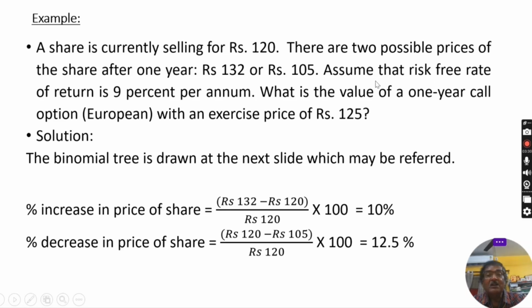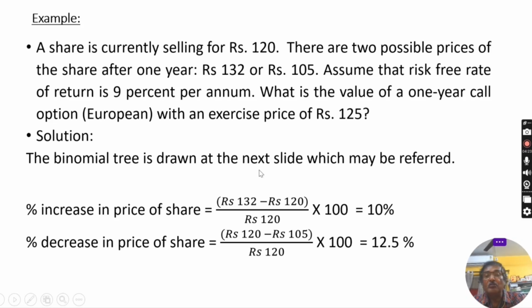It is assumed that the risk-free rate of interest is 9% per annum. What is the value of the 1 year call option? And here European call is being taken, not American. I have already discussed what is European call and what is American call. That means the exercise will be made on the date of the expiration of the contract. What is the exercise price? The exercise price is given, 125. This is the exercise price, which I have already discussed.